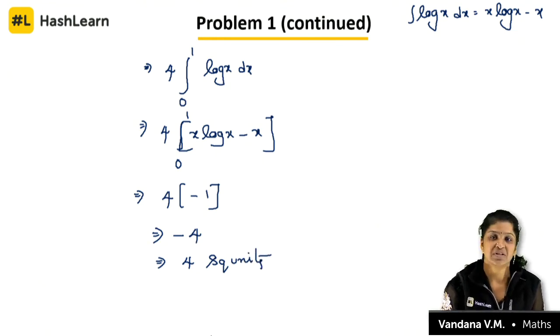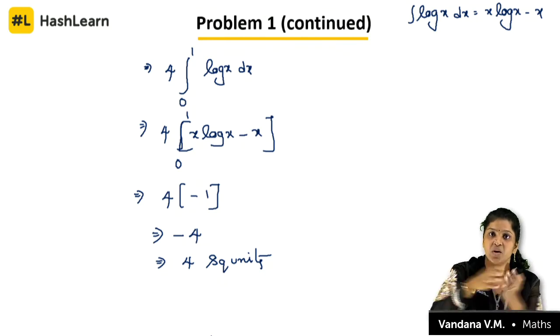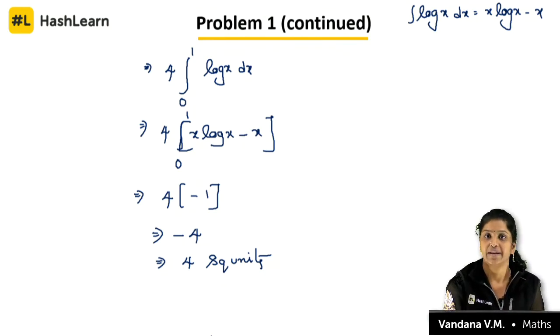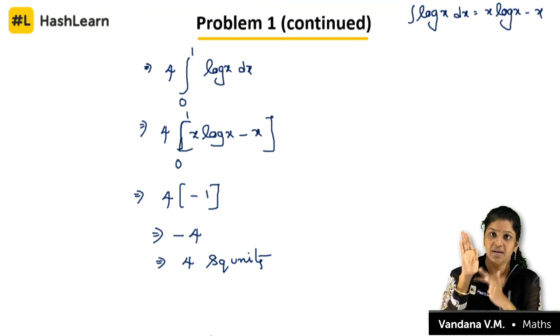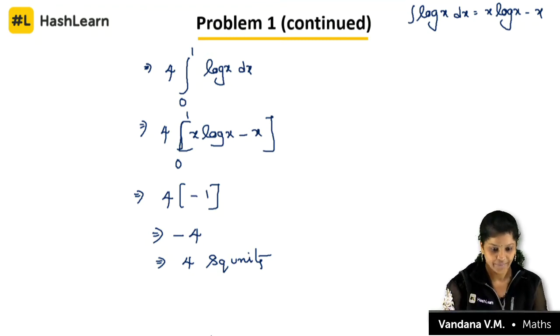Radhika, don't make the mistake. See, they may give 4 also, or minus 4 also. Area can never be negative. What is area? Area means whatever place is occupied by something. See, this is the area. So, area can never be negative. Okay. Next.